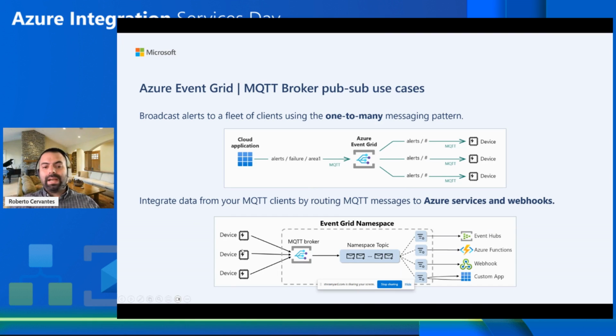That means that we can receive messages from devices, take a copy of that message and send it to a particular topic, and connect the topic with other resources using subscriptions. We can do push, we can do pull, and we can use other kinds of resources like you are looking at here. These scenarios are possible because we are supporting namespace topics, and we are supporting custom topics from the Event Grid basic tier.